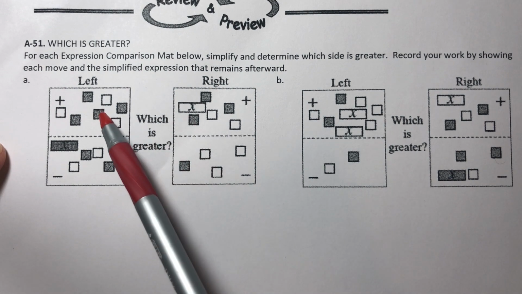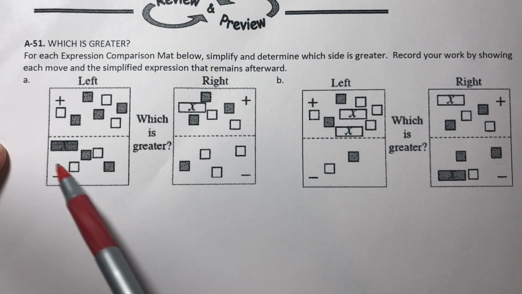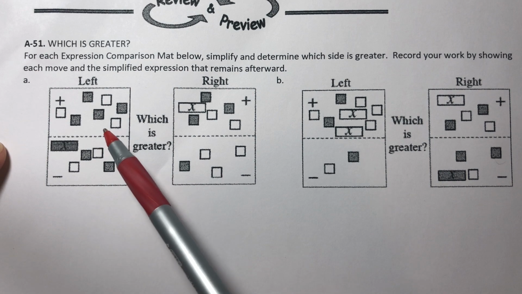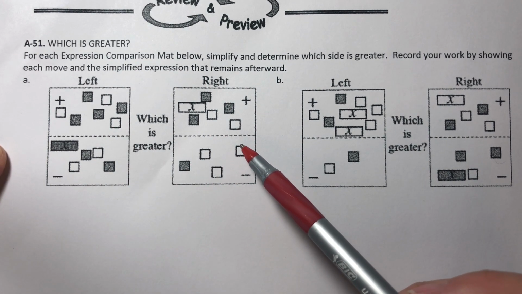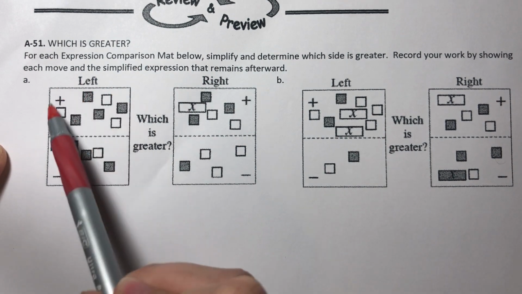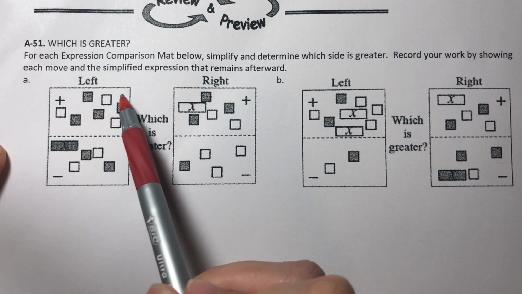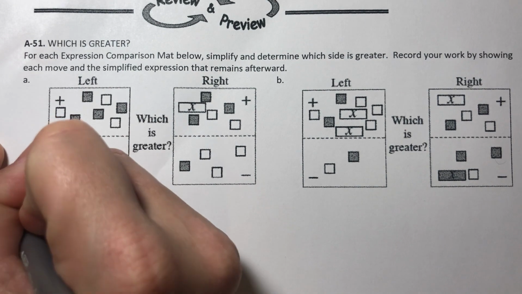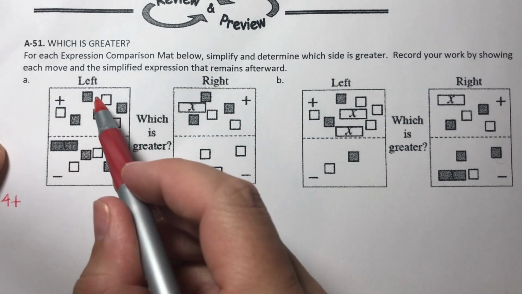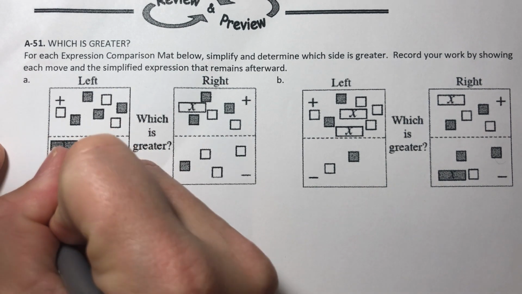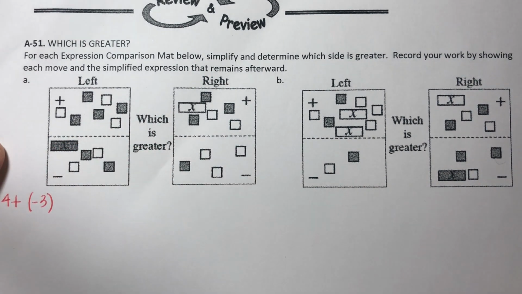So the first thing that we want to do is just write what do we have right now as is on the left side, and what do we have right now as is on the right side. So remember, always start up on the top. We've got 1, 2, 3, 4 positive units. So 4 plus 1, 2, 3 negative. So we're going to go parentheses, -3.